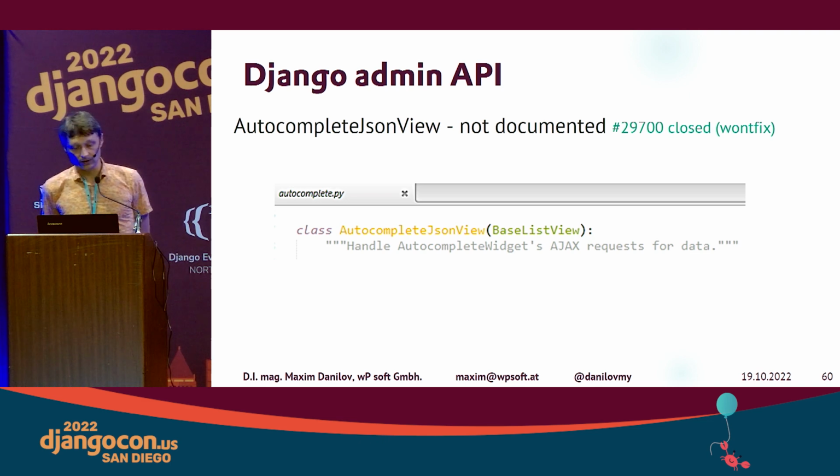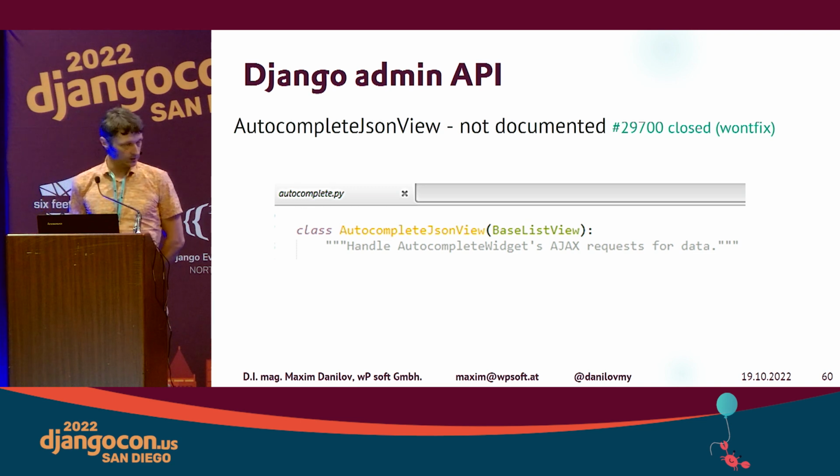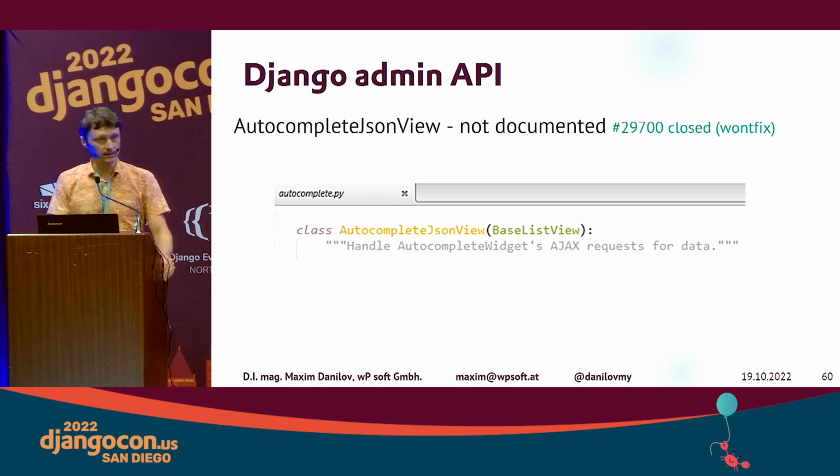Django autocomplete JSON view is not documented. The issue was closed as won't fix, it should not be documented, but we can use it. We use it from the front end too. The only thing I need there is protection, how many requests per minute. I want to have this protection. We use it through Django REST framework.